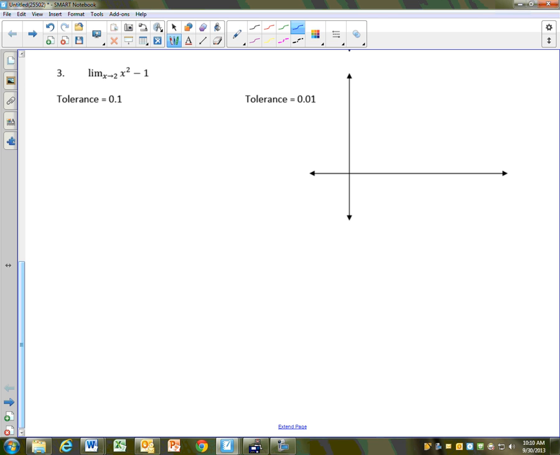So we have this limit right here. The idea is we want to work towards a formal definition of the limit. It says the limit as x approaches 2 of x squared minus 1. Can you tell me what the graph of x squared minus 1 looks like? It's a parabola, down 1. Very good. So let's just sketch that.